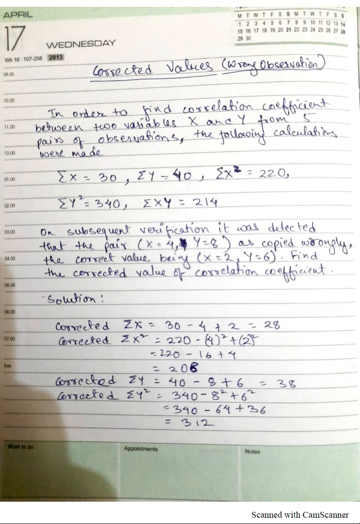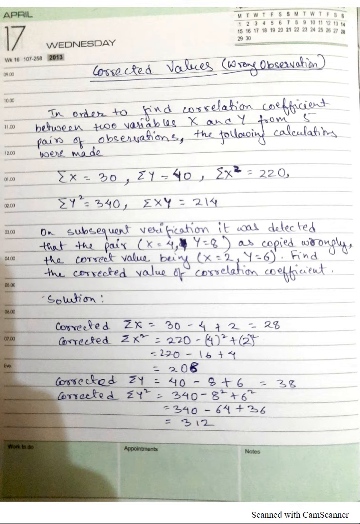Now we may be asked certain questions in exams where you are given certain sets of data and the number of observations, but it is said that certain observations in that data were recorded to be wrong. So if the correct observations are now given, you will be asked to find the correct correlation coefficient. So let's see some examples of the same.